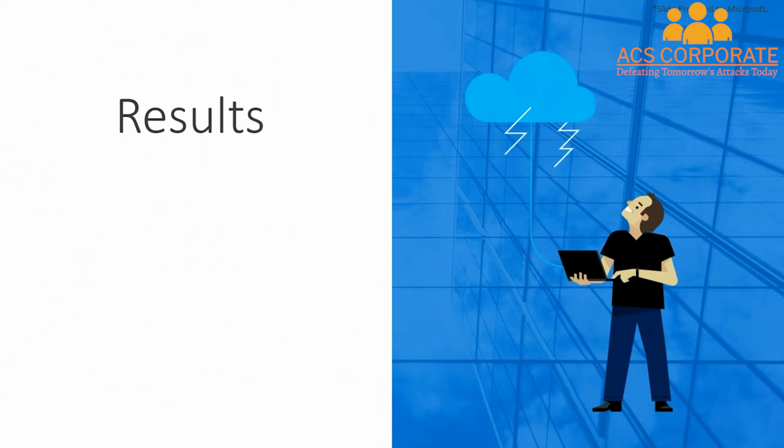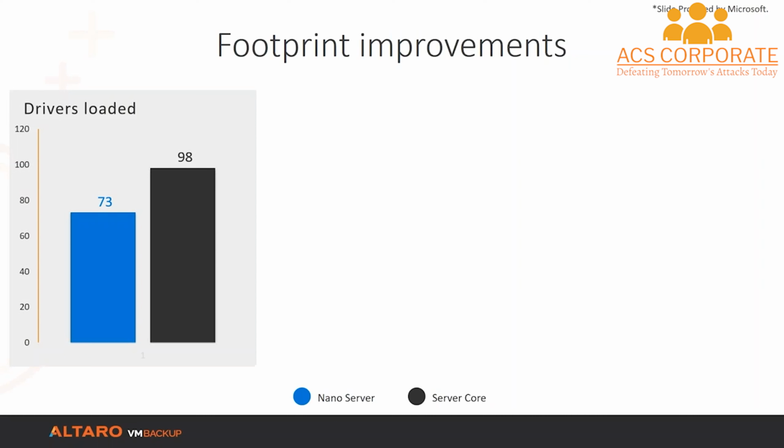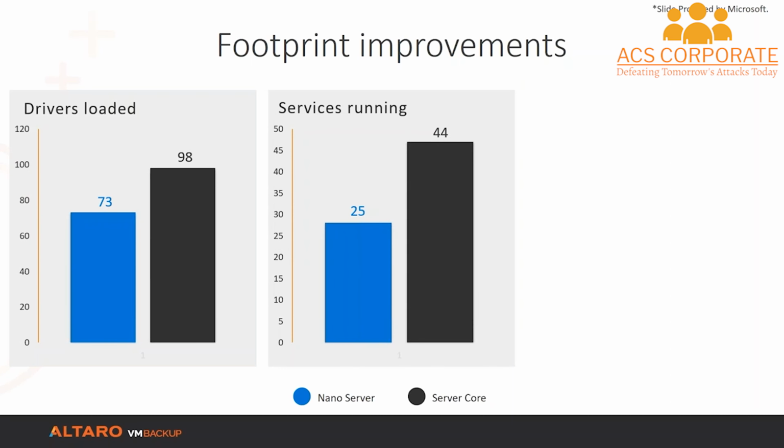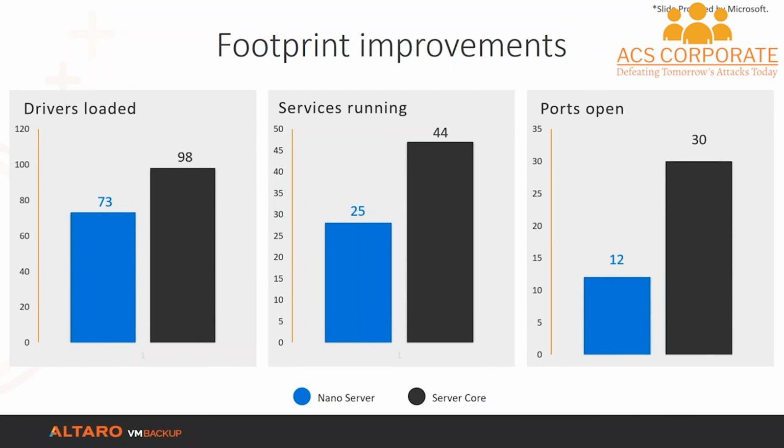Now, it all sounds great. Lots of improvements I've talked about there. So really, what are the results? How different is Nano Server from Server Core? On the footprint side, drivers loaded, there's a few less drivers, 73 compared to 98. Services running, there's 25 services compared to 44 out of the box on Nano Server. And ports open, 12 versus 30. So again, that reduced attack surface.